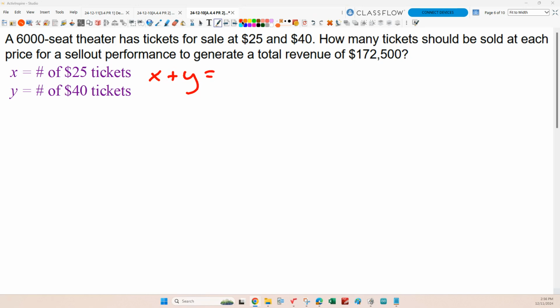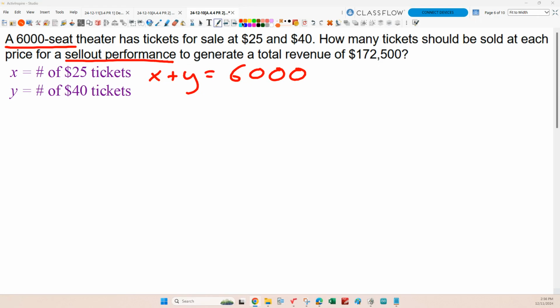How do we know it's 6,000? They told us that it's a sellout performance, so all the seats are sold, and it's a 6,000-seat theater, right? So we know that if we sell every seat and there are 6,000 seats, then the number of tickets sold has to be 6,000. Does that make sense? So there's one equation. Okay, now we need another one.